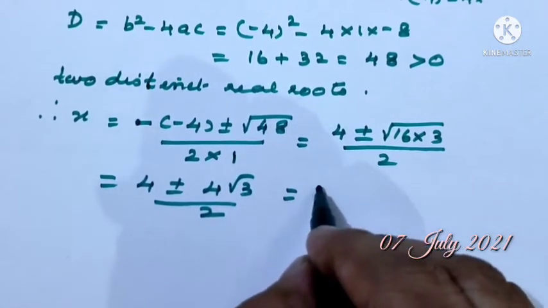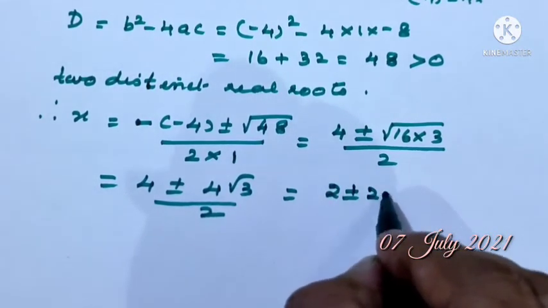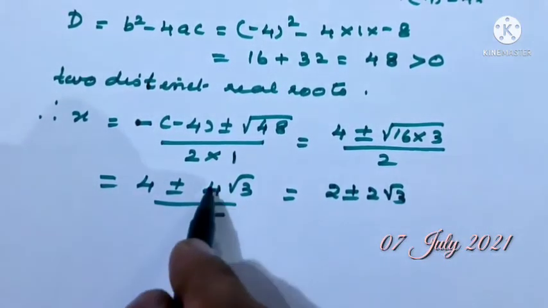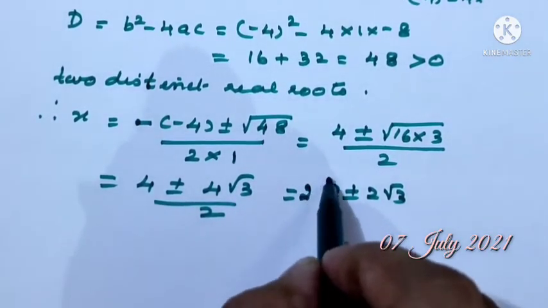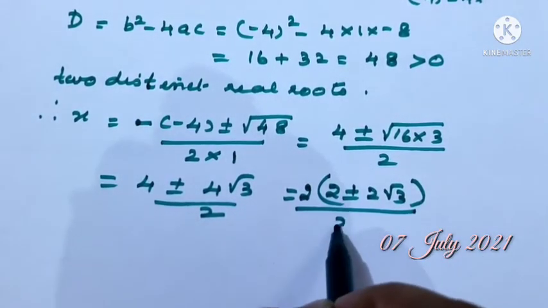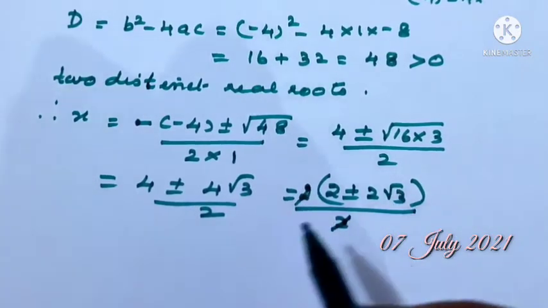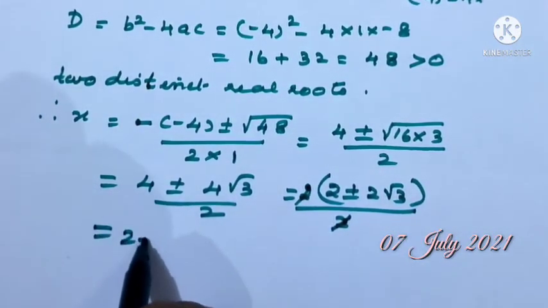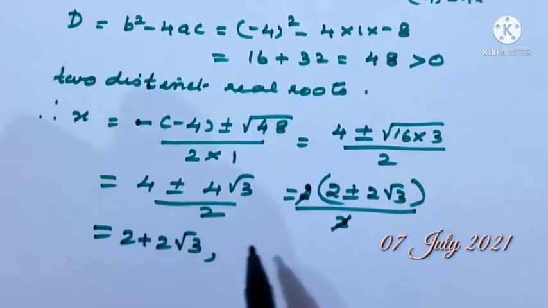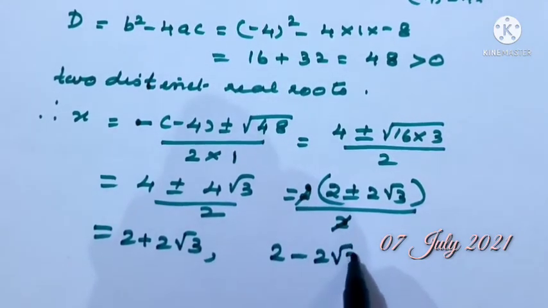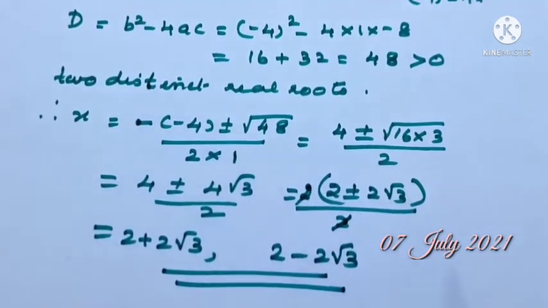So what is the answer? 2 plus or minus 2 root 3. Don't cancel 2 and 4 like this. It is wrong only. 2 common we can take, then only we can cancel this 2. So what is the final answer? 2 plus 2 root 3, then 2 minus 2 root 3. So these are the roots of the given equation.